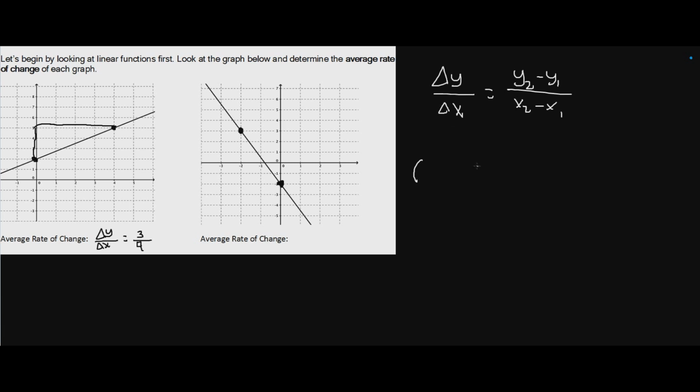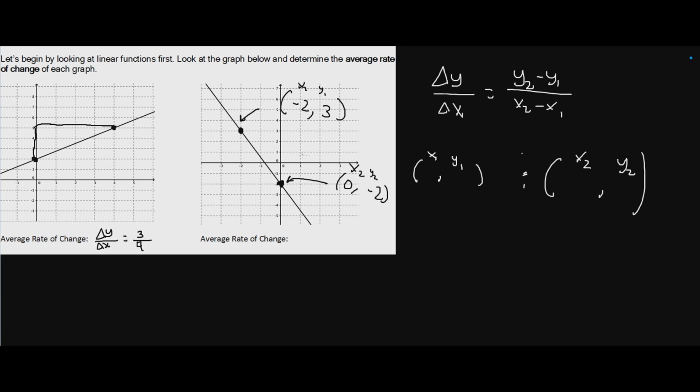Well, first thing we need to do is identify x1 and y1, and over here, x2 and y2. Okay. So it doesn't really matter which point you choose, but we'll go ahead and call this x1. So let's go ahead and label this -2, comma 3. This is x1, y1, and this right here is, well, the x value is at 0, so 0, comma, -2. So we got x2, y2. Okay, and let's go ahead and insert that into here. So we got -2, 3, 0, comma, -2.